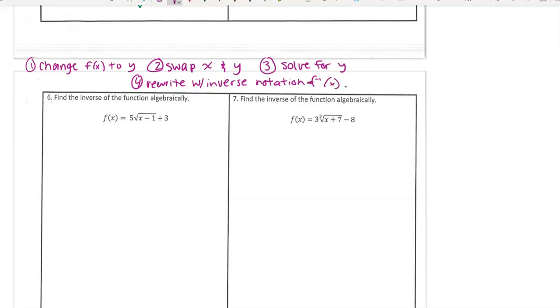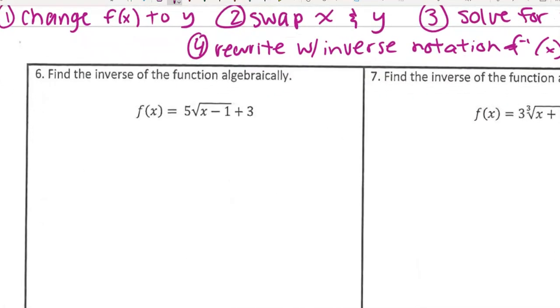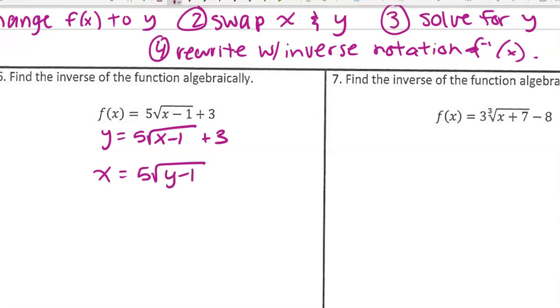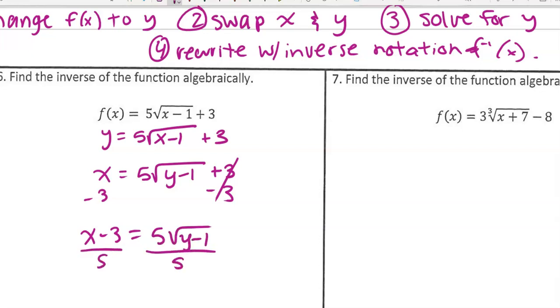Okay, so first step, let me zoom in. First step, change f of x to y. Next step, swap x and y. Now solve for y. We'll start by subtracting 3. And we can divide by 5.